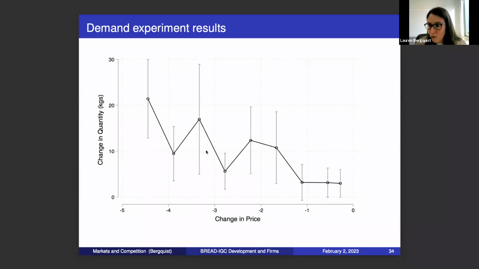This is just showing you the raw data from the demand experiment. We offered these randomized reductions in price. We measured the corresponding change in quantities. Okay, so downward sloping demand, that's a good first start. So this is the raw data.